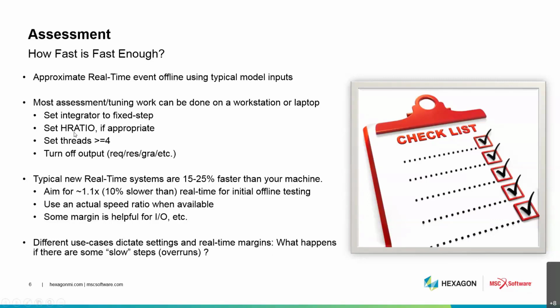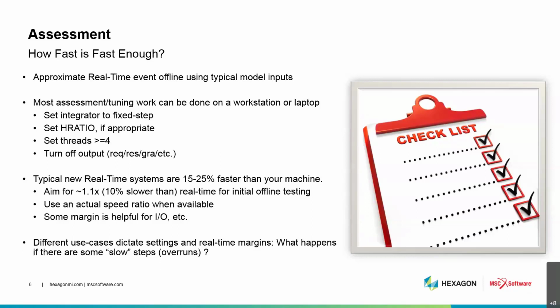We've got this H ratio parameter that allows you to take more or fewer steps in between your communication intervals. I set the threads up to be something comparable to what you'll see on the real-time side. So usually you can get at least 4, it might be 8 or more. And then you want to make sure you're turning off your output on the Adams side, so you're testing like you will in the real-time environment.